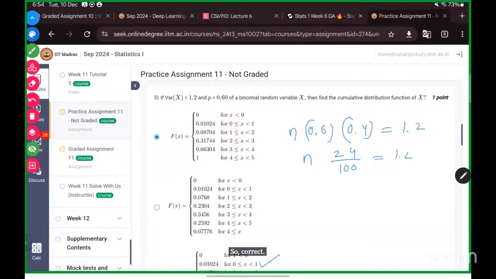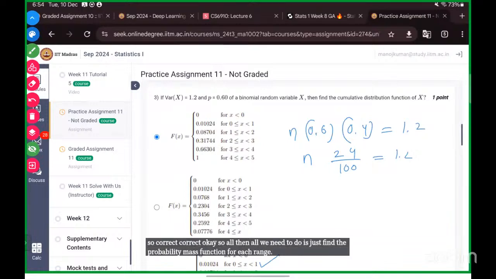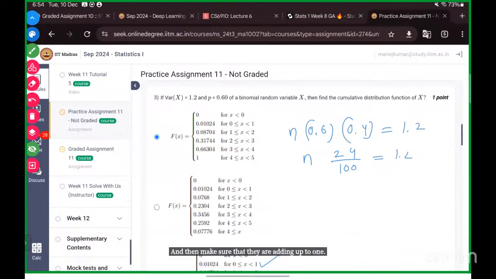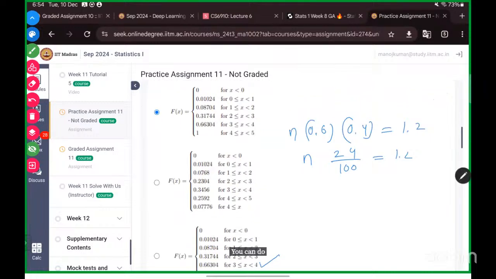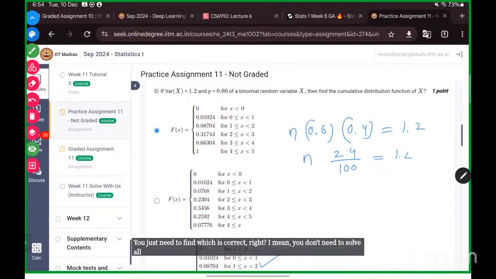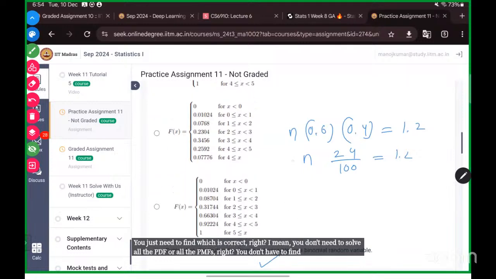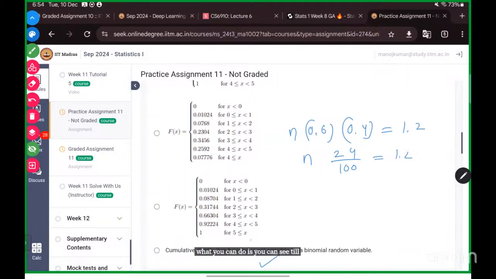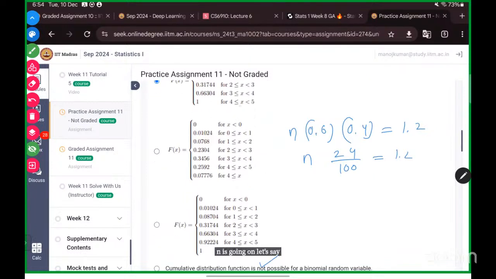Okay, so all we need to do is find the probability mass function for each range and make sure that they add up to 1. You can do that, but you just need to find which is correct. You don't need to solve all the PMFs. What you can do is see till which value the n is going, let's say 4 or 5. So here 4 is there, so this one can't be there. The second option, because it's not going till 1. It has to go to 1 if it is CDF. So either A is true or C is true in this case.